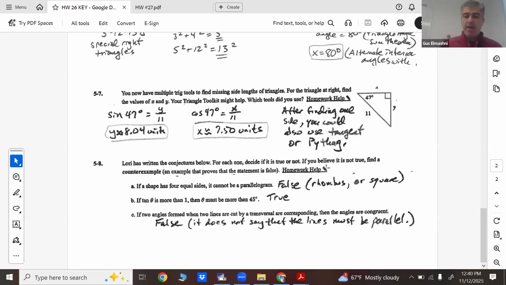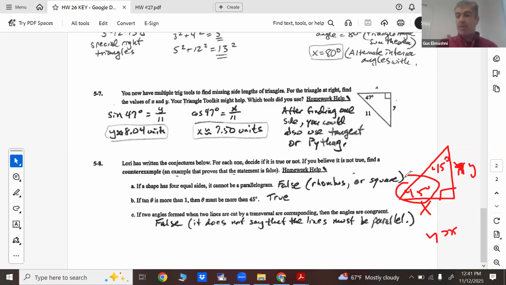If tan theta is more than 1, then the angle must be more than 45 degrees, of course. Because if you have 45 degrees, guess what? There's also 45 degrees. What does that mean about the two sides opposite of them? They're the same. Yep, they have to be the same. So right now, the tangent's 1. But if the tangent's more than 1, let's say y, where y is bigger than x, in order for that to happen, this angle has to increase.